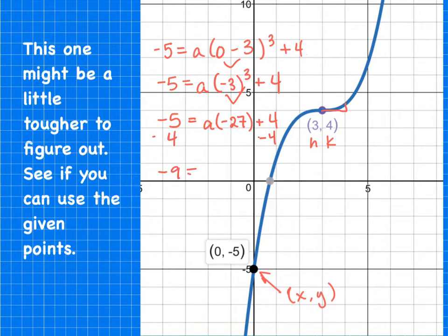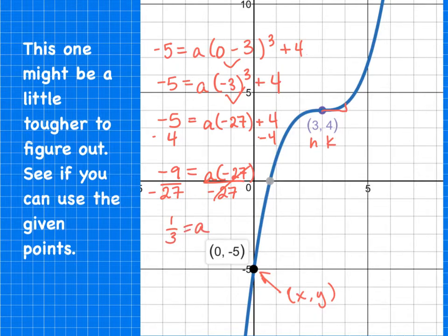So we have negative 9 equals a times negative 27. To undo multiplication, you divide by negative 27. And over here, we've got negative 9 over negative 27, so we know it's going to be positive. And then 9 and 27 are both divisible by 3. So if I divide 9 by 3, I get 3. And if I divide 27 by 3, I get 9. Those are both still divisible by 3. So 3 over 9 is equal to 1/3.